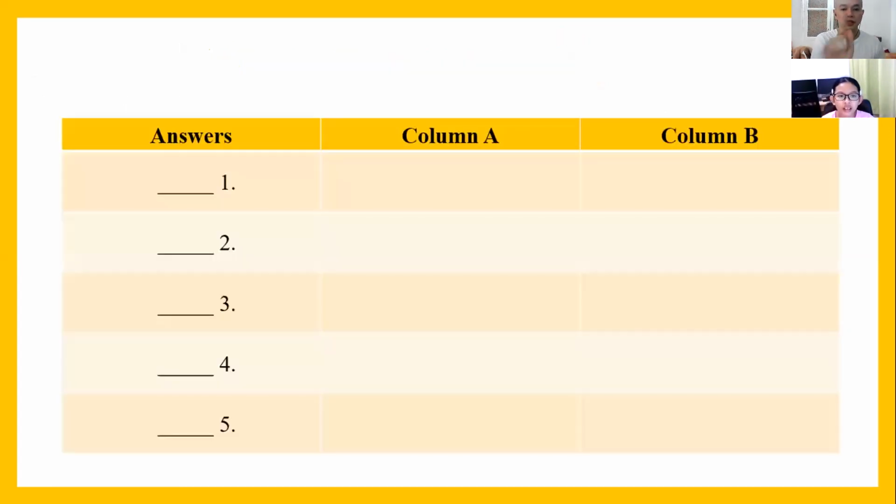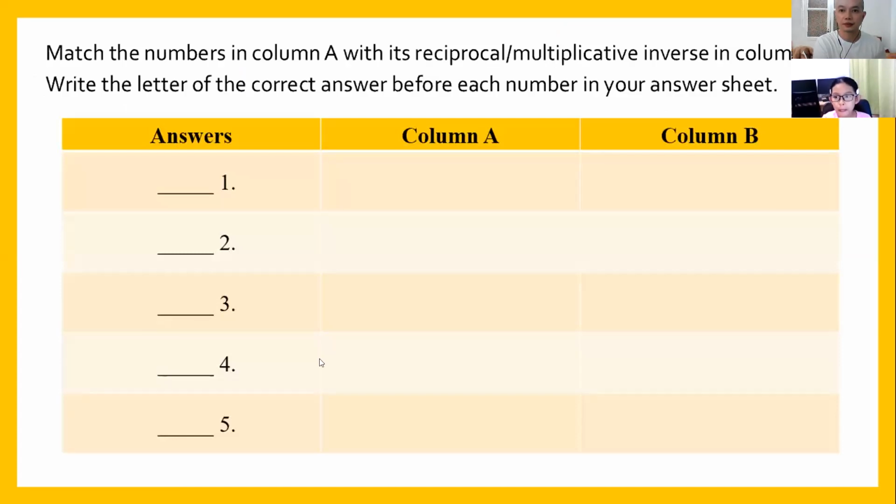All right, let's do this one. Okay, this exercise. Would you read the instructions, Christelle? Read aloud, please. Match the numbers in column A with its reciprocal, multiplicative inverse in column B. Write the letter of the correct answer before each number in your answer sheet.